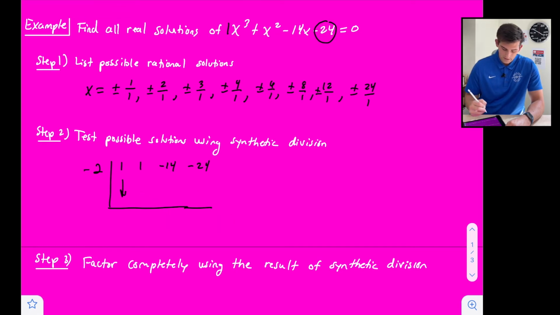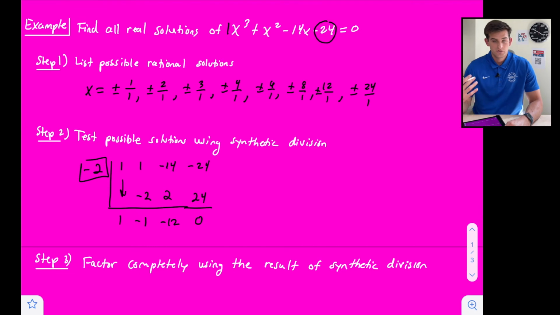Okay, so let's erase what we have here. Let's put our negative right here. So I'm bringing down our 1. Negative 2 times 1 would be negative 2. 1 plus negative 2 would be negative 1. Negative 1 times negative 2 would be 2. Negative 14 plus 2 would be negative 12, and negative 2 times negative 12 would be a positive 24. So finally, we get a remainder of 0, which tells us that negative 2 is one of our solutions.